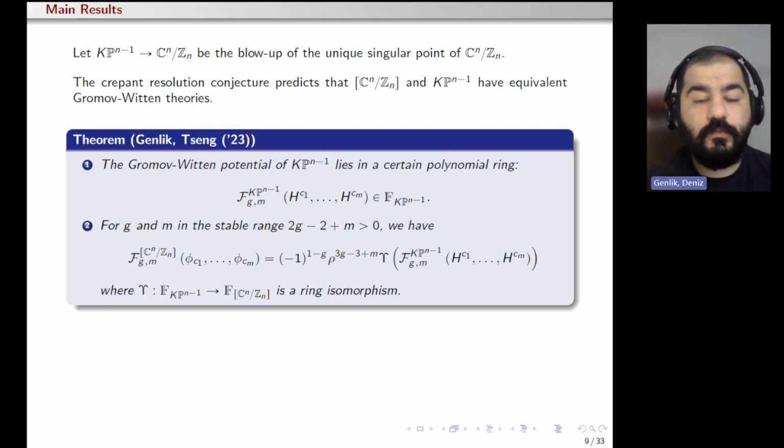Before this, people did a lot of work on the case n equal to 3, so local P^2 and C^3/Z_3, with different approaches. The approach we take here for arbitrary n is a generalization of what Lo and Pandey did for C^3/Z_3. So this is the main result of the second paper, and I will try to elaborate on this result in the rest of the talk. Do you have any questions so far?